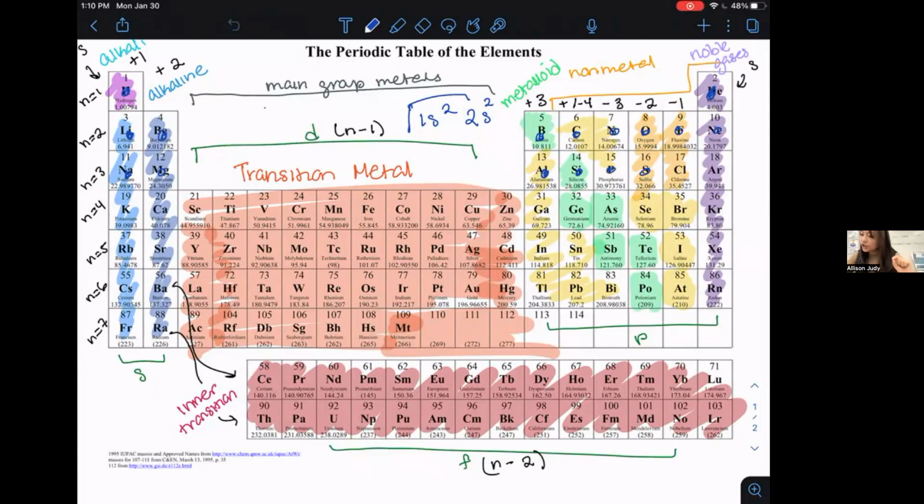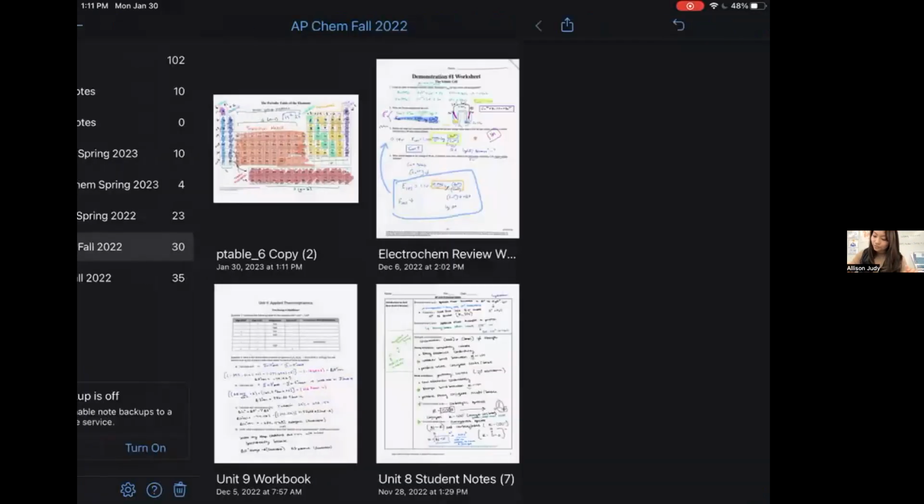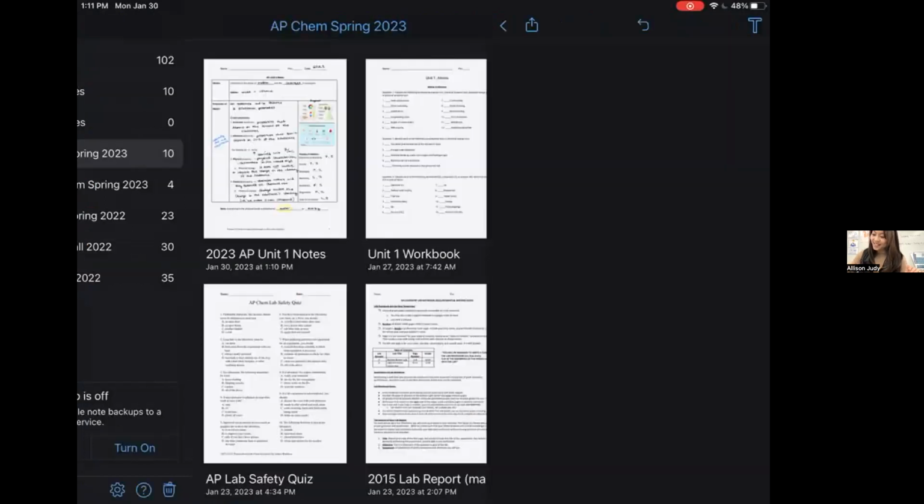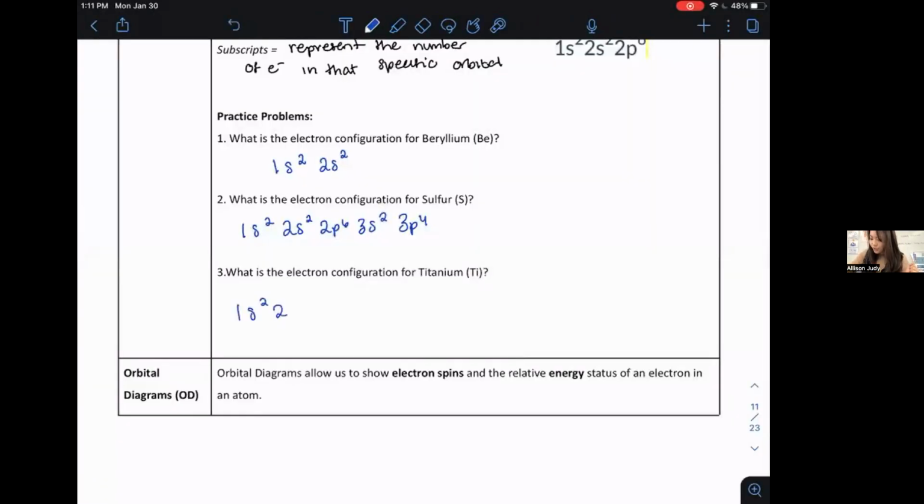1s2, 2s2, 2p6, 3s2, 3p6. We're trying to get to titanium. 4s2. Okay, note D block. Once we hit the D block, we're one energy level lower than we think we are. So it is 3d2. So it becomes 1s2, 2s2, 2p6, 3s2, 3p6, 4s2, 3d2.